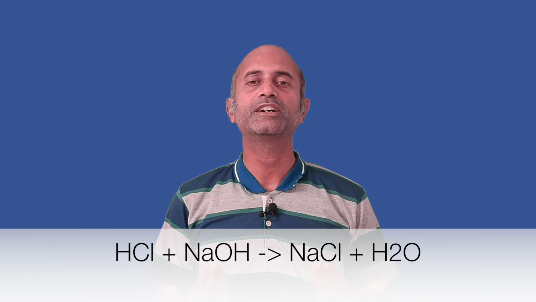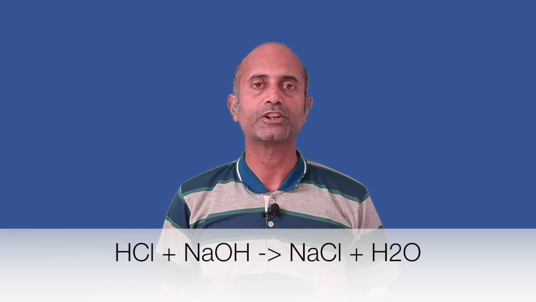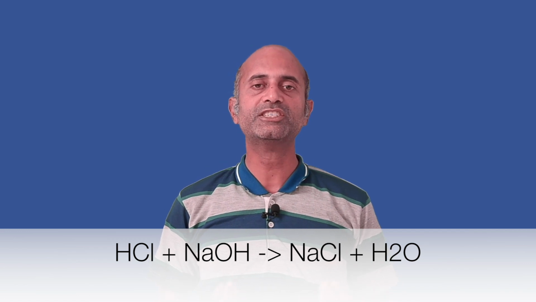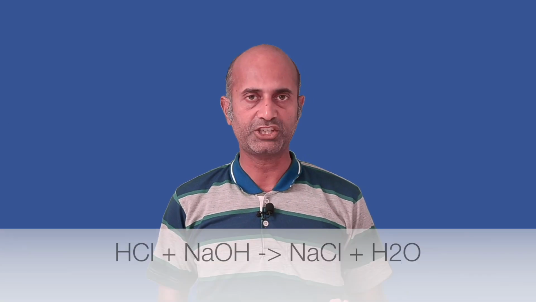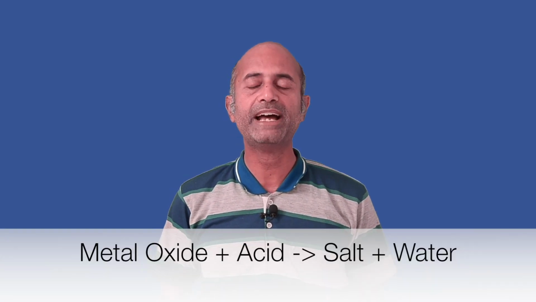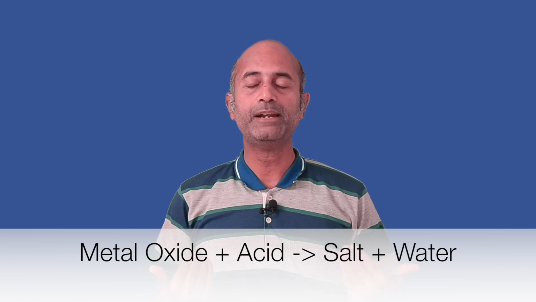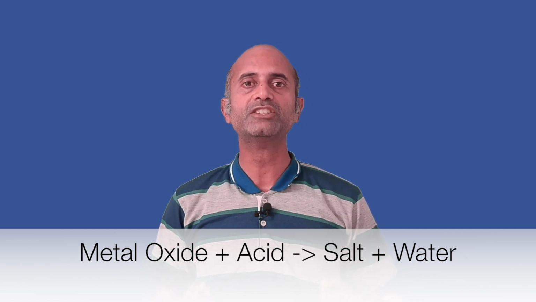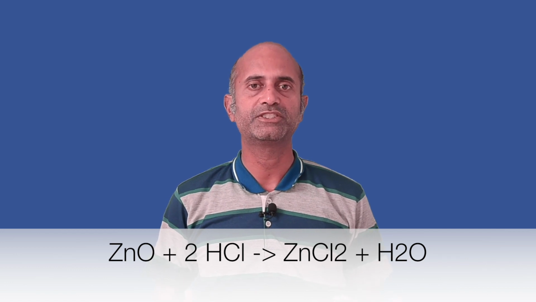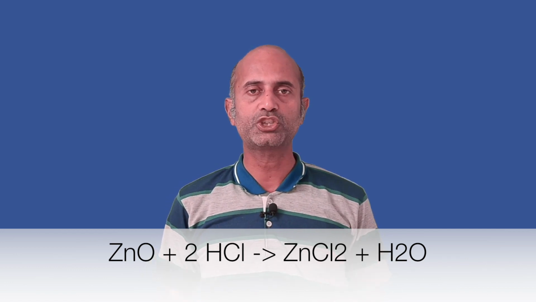For example, when hydrochloric acid reacts with sodium hydroxide, common salt sodium chloride and water are the products formed in this neutralization reaction. Number 4. Reaction of metallic oxides with acids. The general format is metal oxide plus acid gives salt plus water. For example, ZnO plus HCl gives ZnCl2 plus H2O.